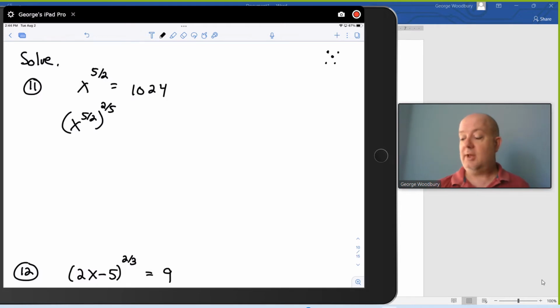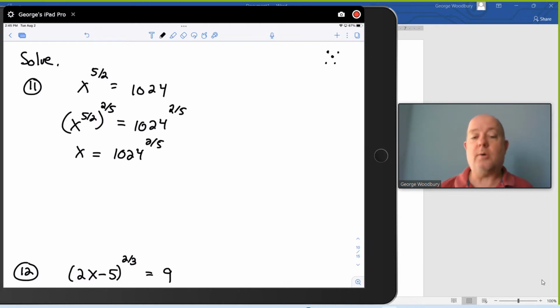with just x. The tricky part, again, is going to be, what do we do with 1024 to the 2/5 power? So we end up with x equals 1024 to the 2/5 power, and we've got two options. Let's see if you can think of which one's going to be better.